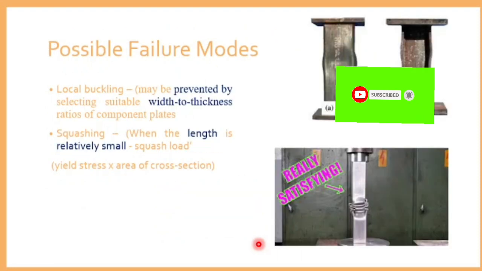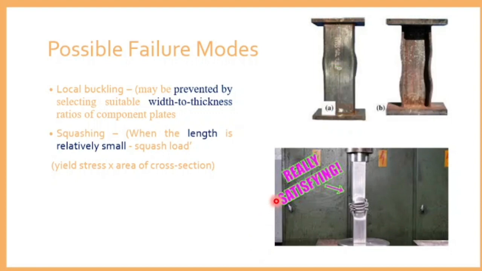Yes, the next title is possible failure modes. How can the column fail? First is by local buckling. This kind of failure is known as local buckling. Buckling is known as a bend. So you can see a bend here.